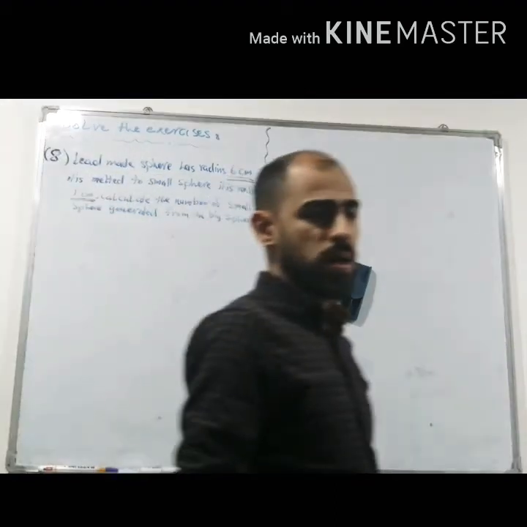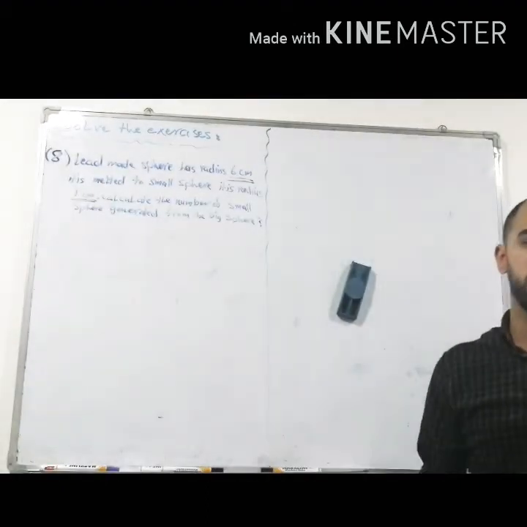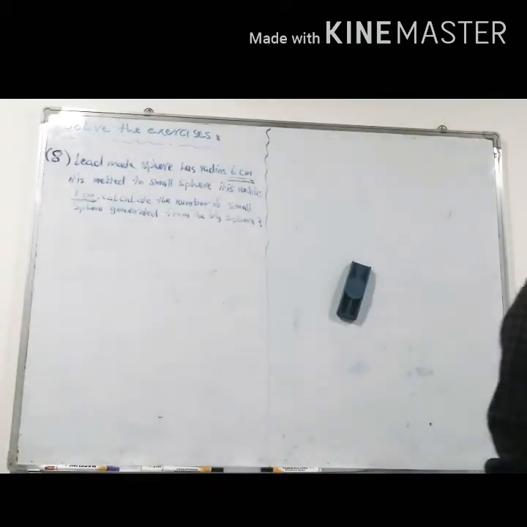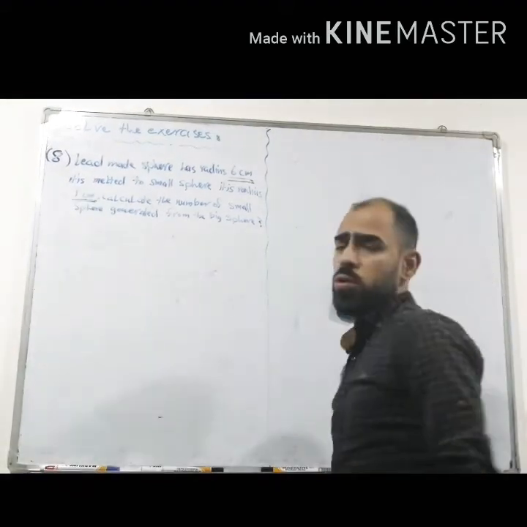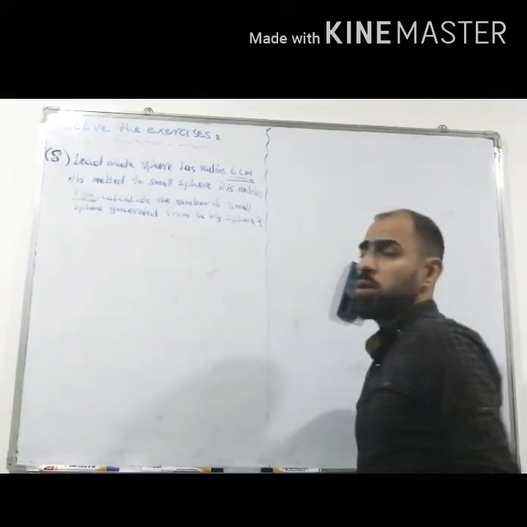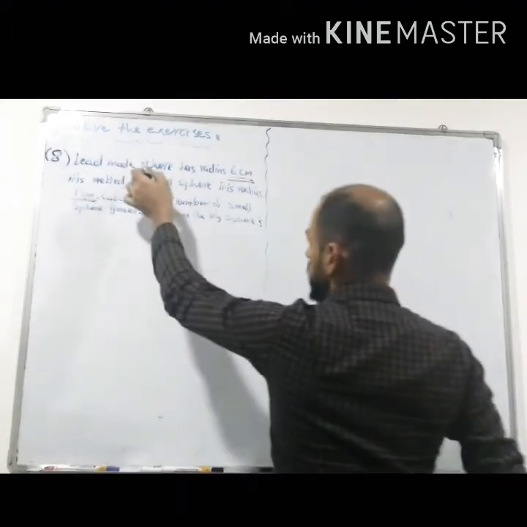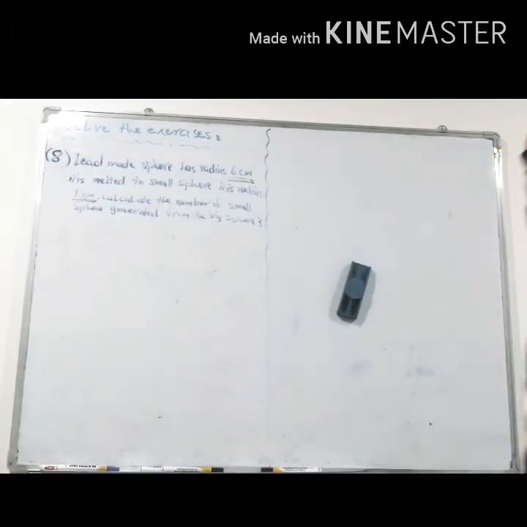Hi everyone, our lecture today is about solving the exercise questions for the second intermediate, part 2, for the bilingual school, page number 24. Question 8. In question 8, it says a lead-made sphere has a radius 6 cm. That means we have the shape of a sphere, and its radius is 6 cm.